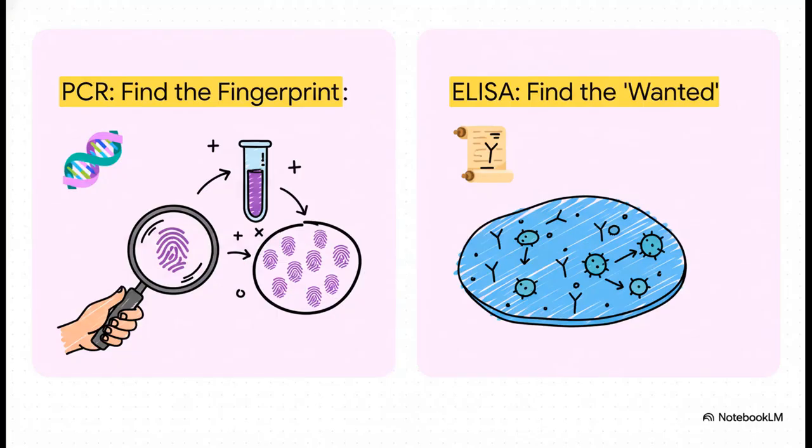And to fight them, we have to find them first. We've got two main ways of doing that. The PCR test is like a crime scene investigator looking for the culprit's DNA. It's designed to find the virus's genetic code directly. An ELISA test, on the other hand, is like finding wanted posters that your own body put up. It doesn't look for the virus itself, but for the antibodies your immune system created to fight it. It tells you you've had an encounter, even if the fight is already over.